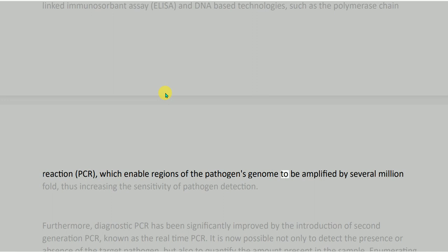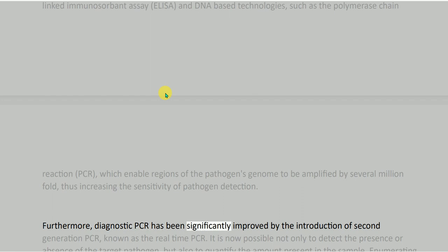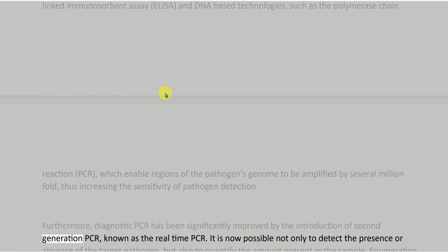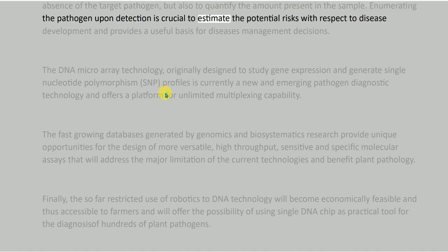pathogen detection. Furthermore, diagnostic PCR has been significantly improved by the introduction of second-generation PCR, known as the real-time PCR. It is now possible not only to detect the presence or absence of the target pathogen, but also to quantify the amount present in the sample. Enumerating the pathogen upon detection is crucial to estimate the potential risks with respect to disease development and provides a useful basis for disease management decisions.